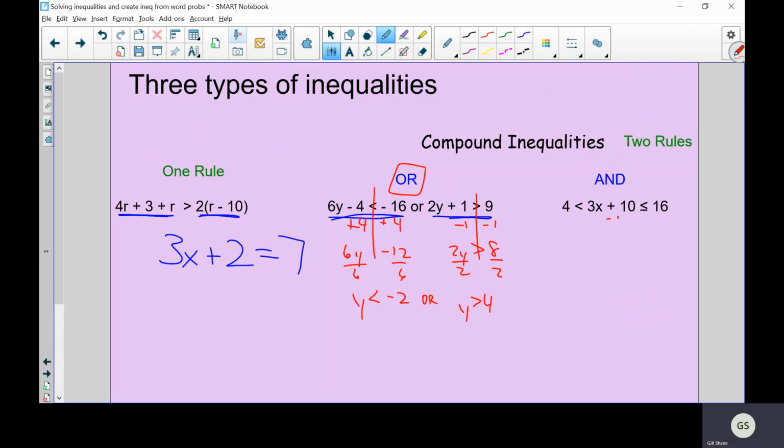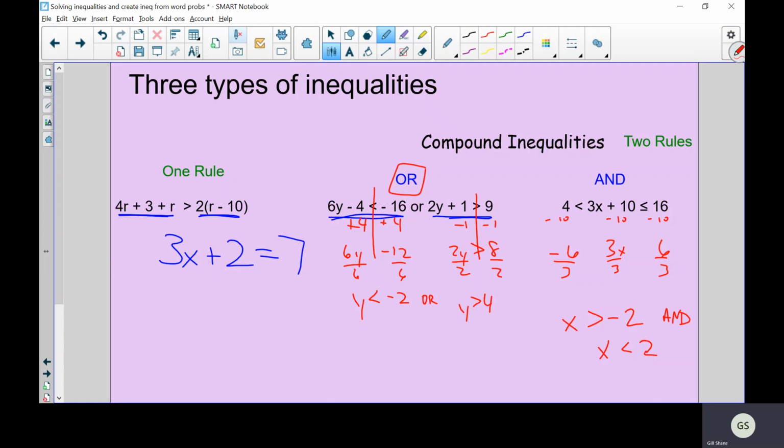So I'm going to subtract 10 from everything. I get negative 6, positive 6, 3x divided by 3, divided by 3, divided by 3, 2. I will write the final answer differently. So we get x is greater than negative 2, and x has to be less than 2.